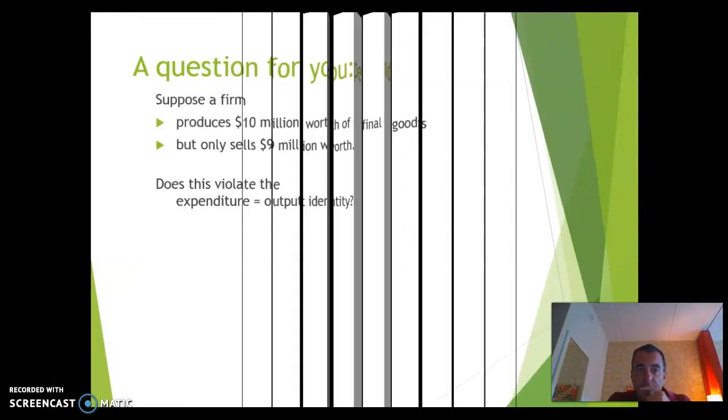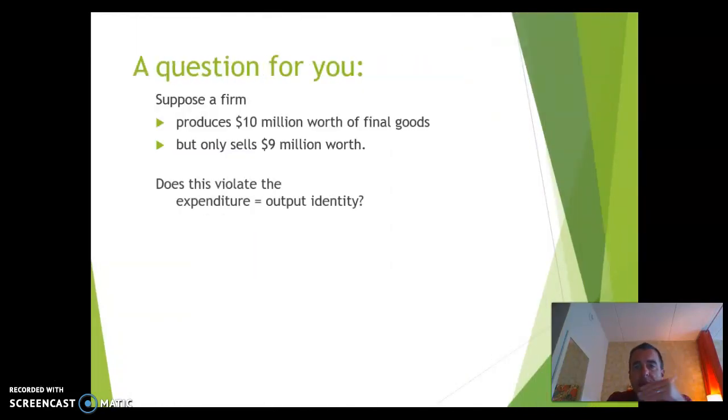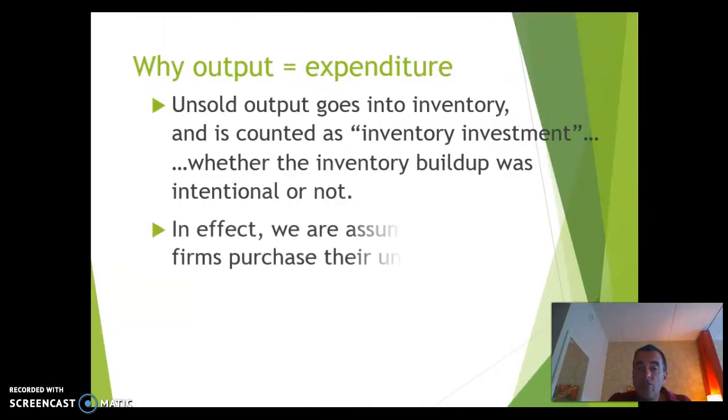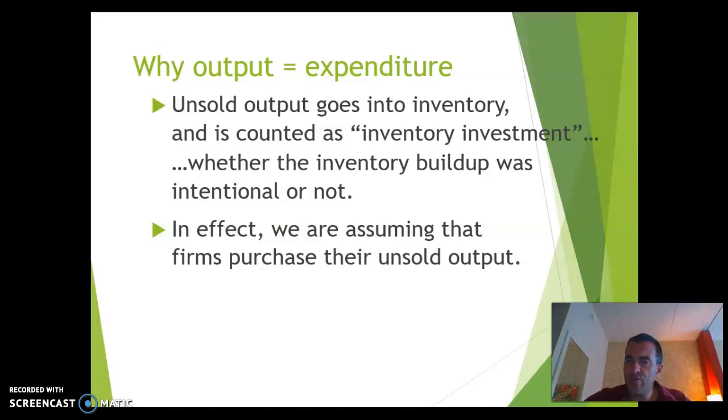So here's a question for you. If a firm produces 10 million worth of final goods, but only sells 9 million worth of goods, it doesn't really equal that expenditure and output identity. We didn't sell what we produced. And then why does it? Look at it. We have to look at inventories levels. So if I produce 10 million, but I only sold 9 million, that means we're going to have a buildup of about $1 million worth of inventory that we didn't take into calculation. So these are some of the tricks that we're going to build on within the lecture in the practice problems that I give you in terms of the calculation.